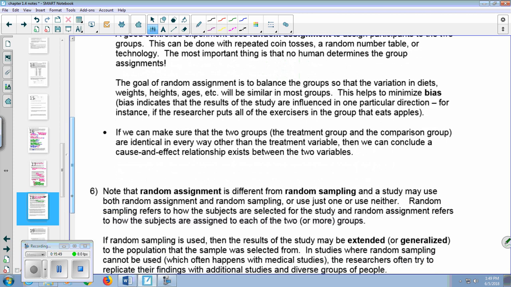All right, if we can make sure that the two groups, the treatment group and the comparison group, are identical in every way other than the treatment variable, then we can conclude a cause and effect relationship exists between the two variables.